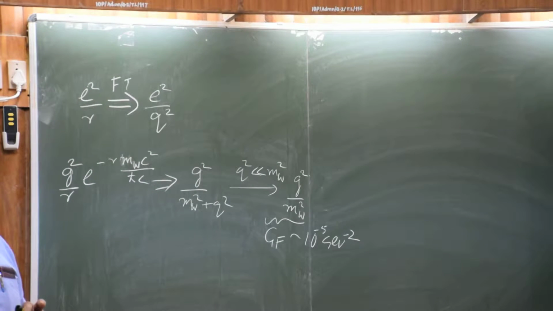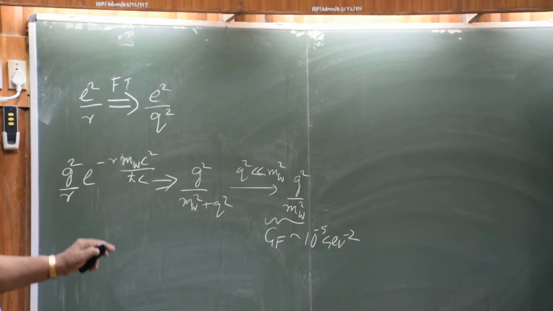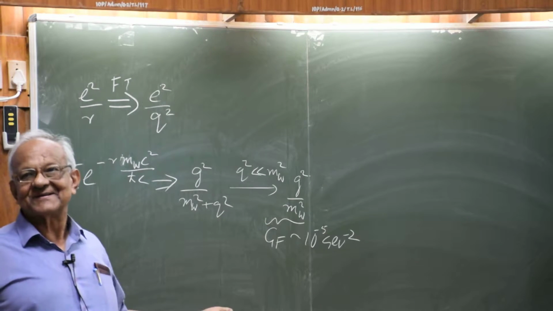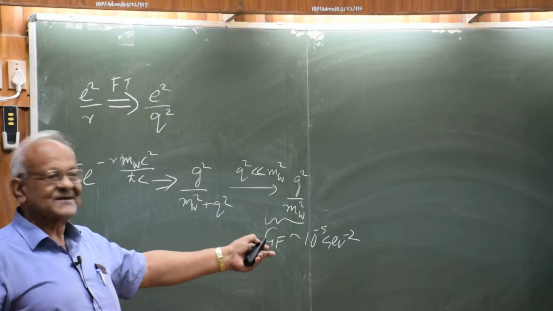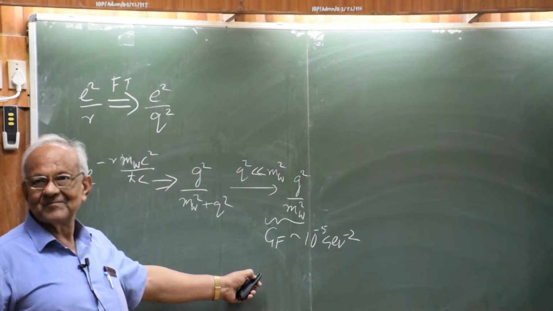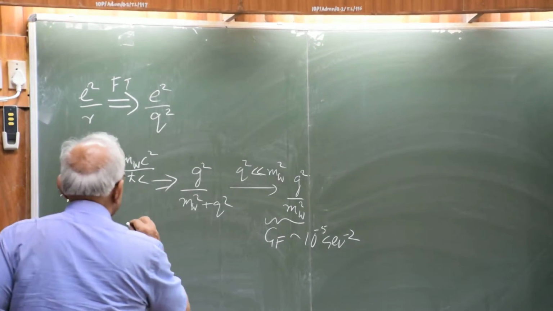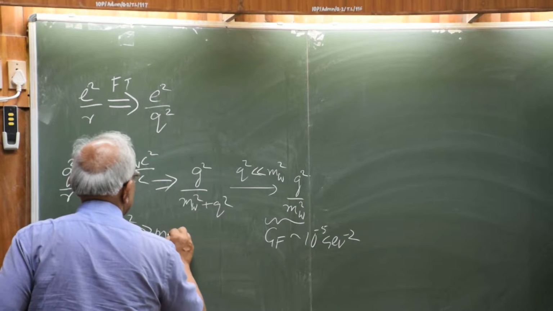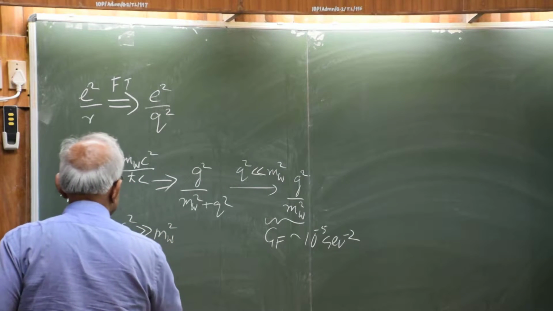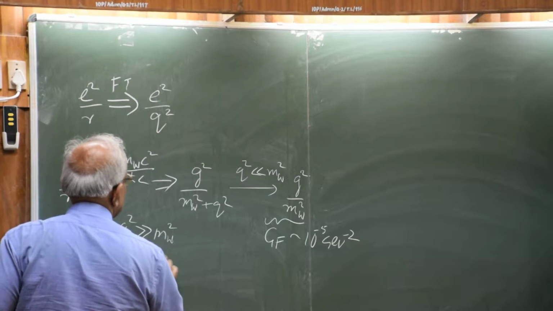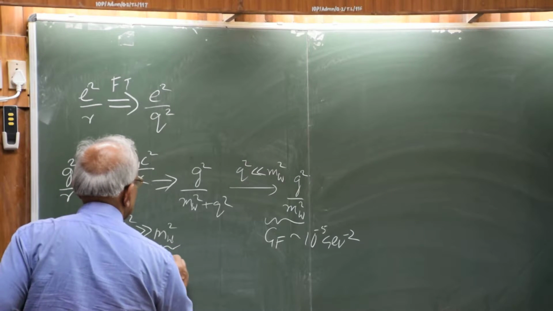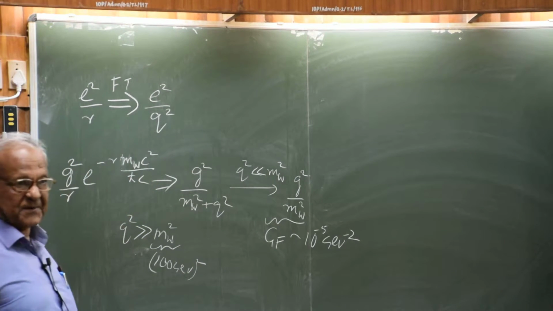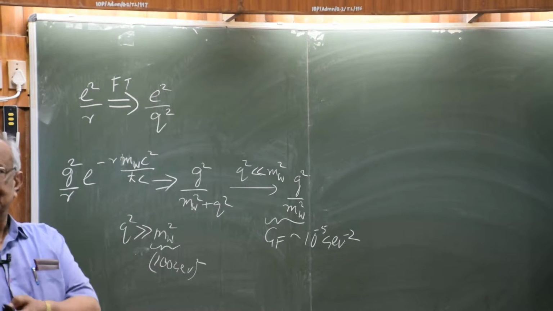One thing is worth noting here, that we shall be mostly interested in Q square less than M_W square, where this amplitude becomes a constant, doesn't depend on Q square. It becomes a constant, that is the Fermi coupling constant. But if Q square becomes larger than M_W square, that means we have a neutrino scattering at much more than 100 GeV.